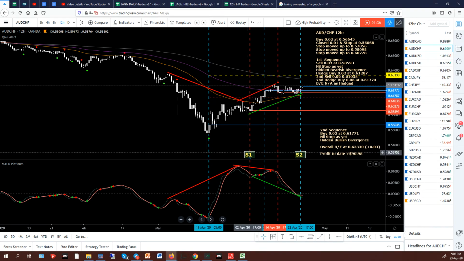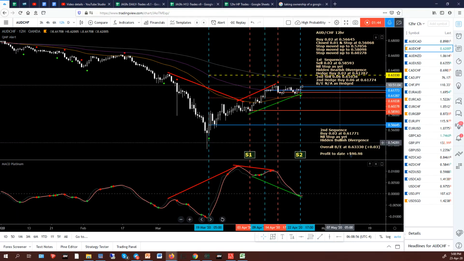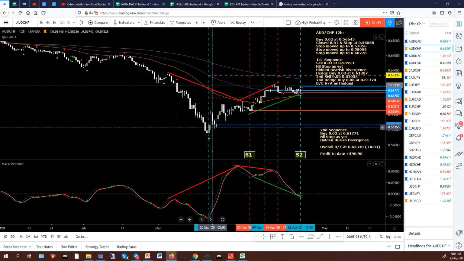Now, I've just tried to make it easier by putting these new little S1, S2. That stands for sequence 1, sequence 2. That's the start of each of those sequences, so you can follow my notes. So we'll just start at the beginning here.